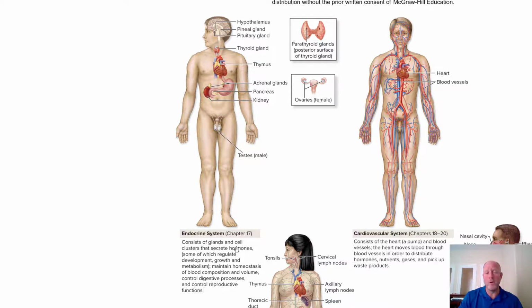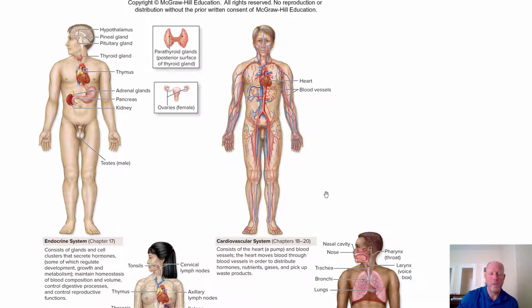And of course, they're all glands and cell clusters, which basically help secrete hormones. Those hormones or neurotransmitters are often secreted from the same glands that stimulate other glands to secrete hormones, helping metabolism, growth, homeostasis, maintaining body composition, blood volume, digestive processes, controlling reproductive functions, just about everything, right?